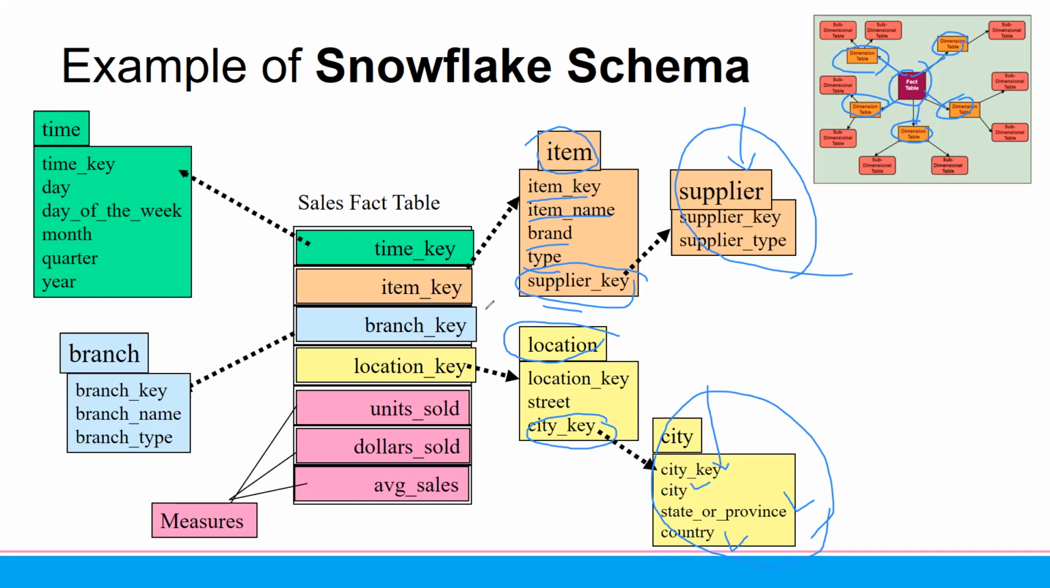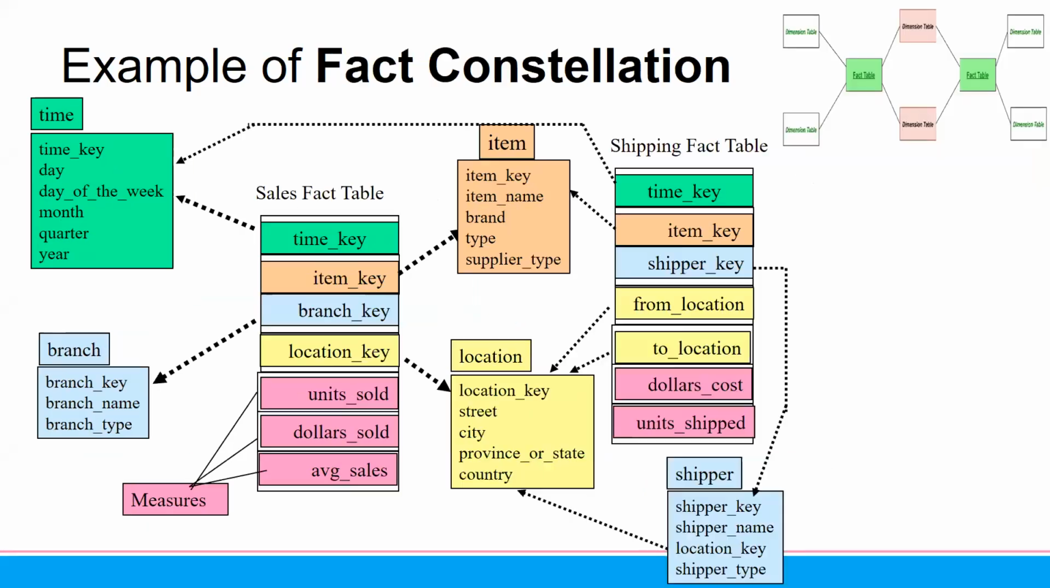Yeah, you can see that the snowflake contains more tables, like the sub-dimensional tables. So this is the snowflake schema. What about the fact constellation?